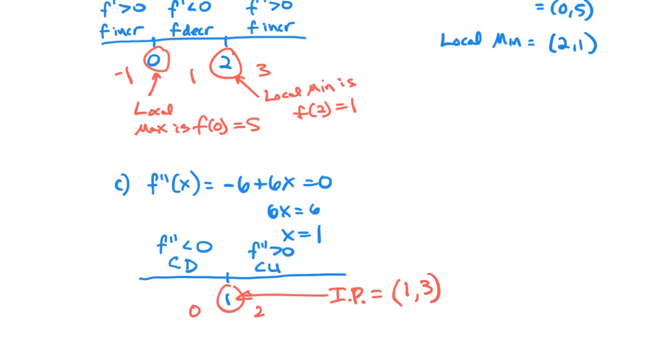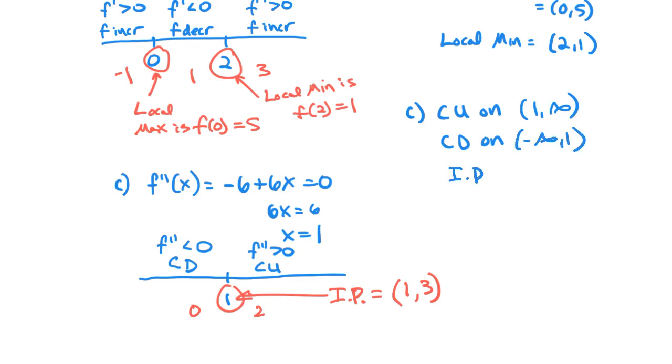So for part C, the interval of concavity, we can say concave up on, looking over here, from 1 to infinity. So concave up on 1 to infinity, concave down on, and looking over here where it's concave down, -infinity to 1. -infinity to 1, and I'll just throw this in here too. The inflection point is 1, 3.